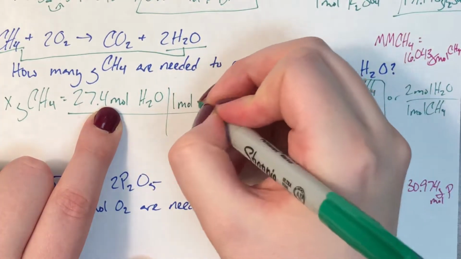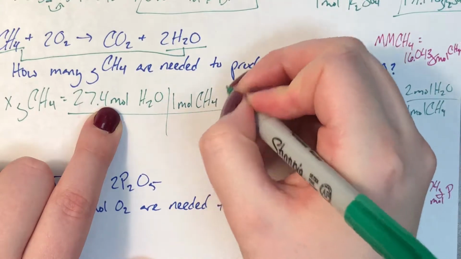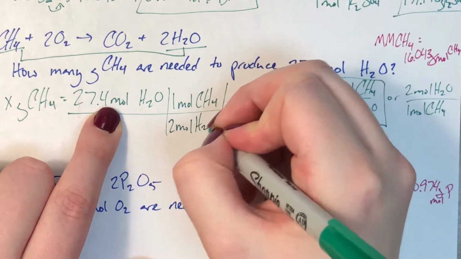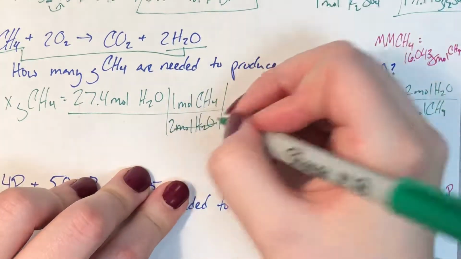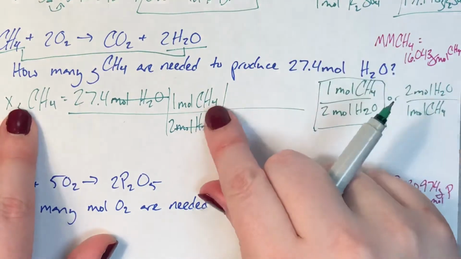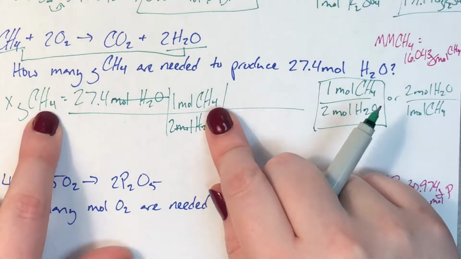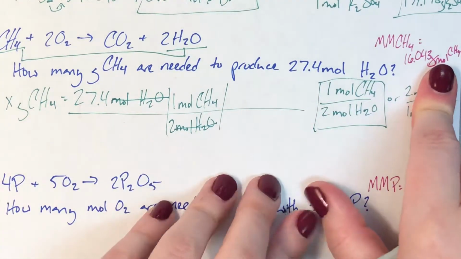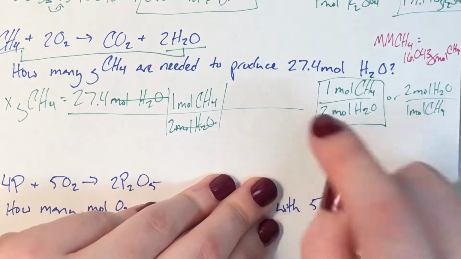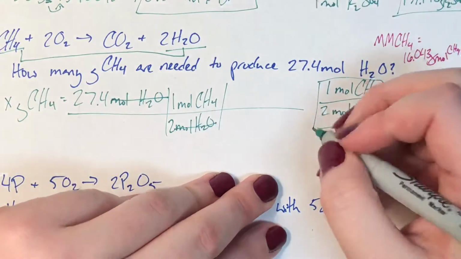So 1 mole of CH4 will be on top, and 2 moles H2O will be on the bottom. Moles of H2O will cancel, leaving me with moles CH4. That's not the unit that I said I wanted, so I'm going to use this molar mass. This is not an appropriate setup for the molar mass to be plugged in here, so I'm going to write it as a ratio.